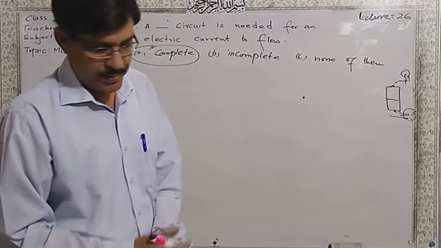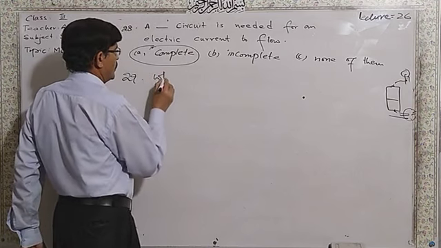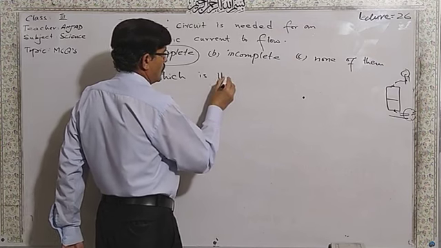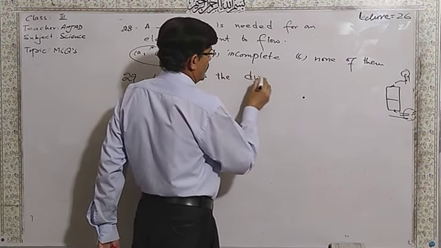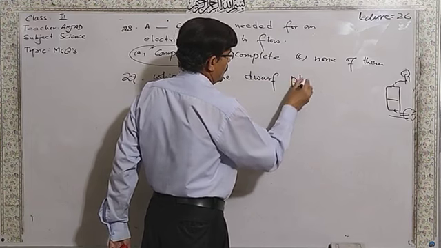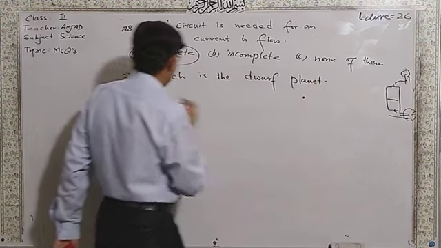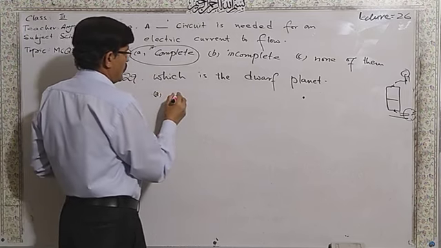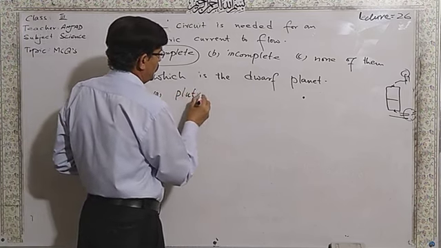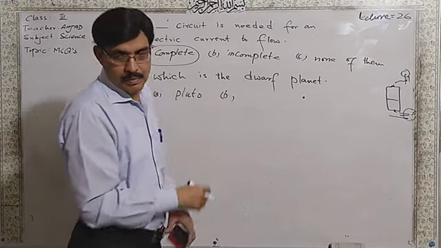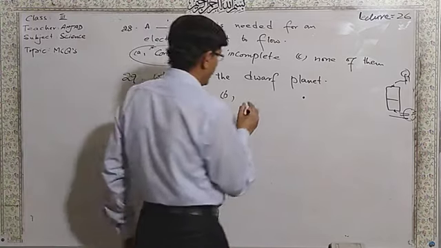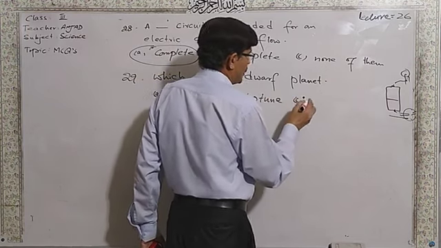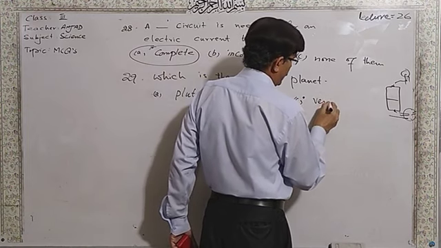Which is the dwarf planet? Number 29. A, Pluto, B, Neptune, and C is Venus.